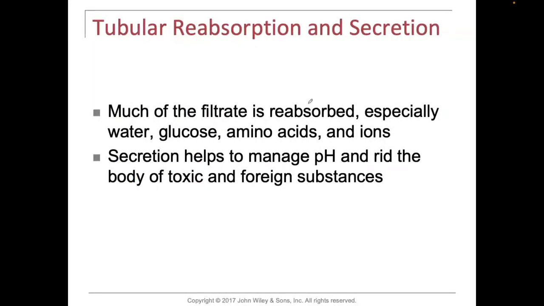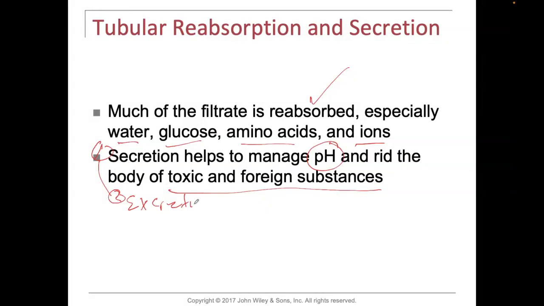Okay, much of the filtrate is reabsorbed, especially water, glucose, some amino acids and ions. Secretion helps to manage the pH and to rid the body of toxic foreign substances. So secretion is first, and after secretion, it leads to excretion.